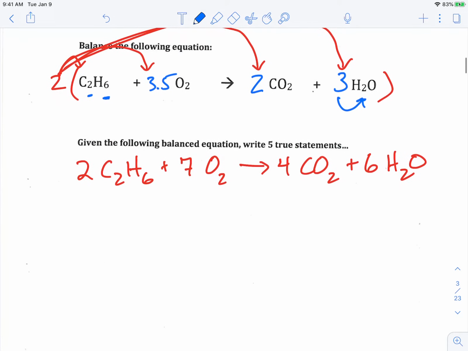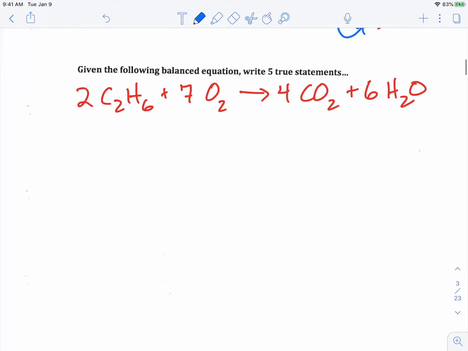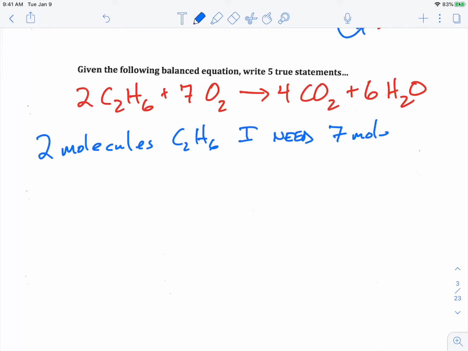All right, so you're back now, and we're going to take a look at our balanced equation and see what it tells us. There are a few different ways that we can think about the balanced equation. We can think about it on the small scale or the big scale. On the small scale, I could say, for instance, for every 2 molecules of C2H6, I need 7 molecules of O2 to completely react.